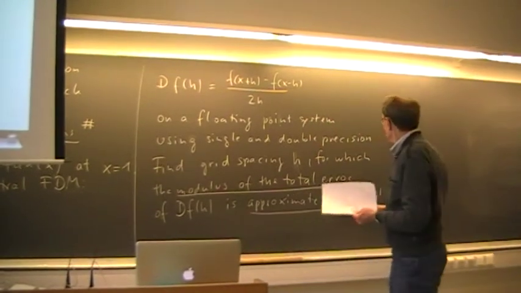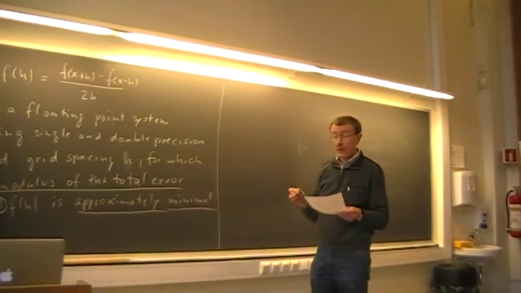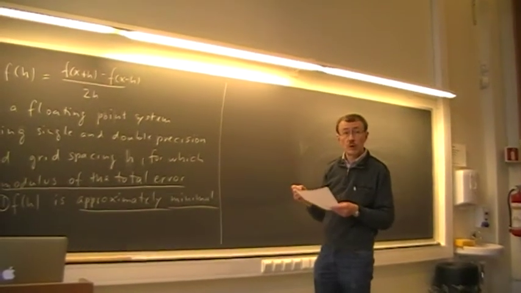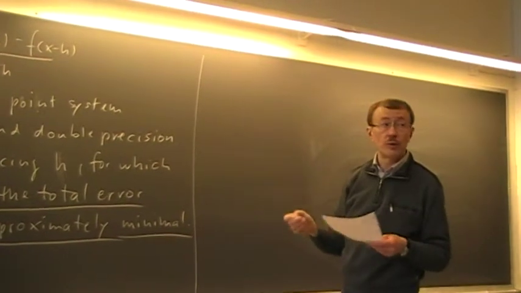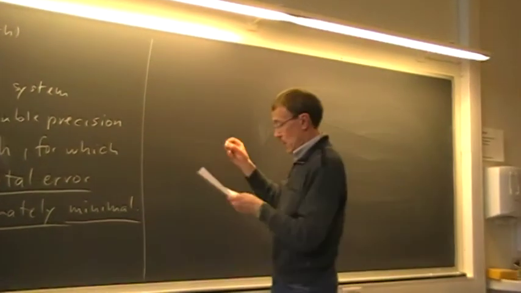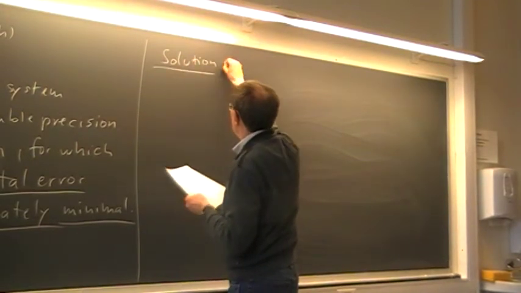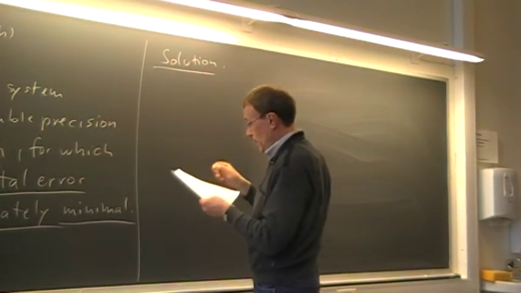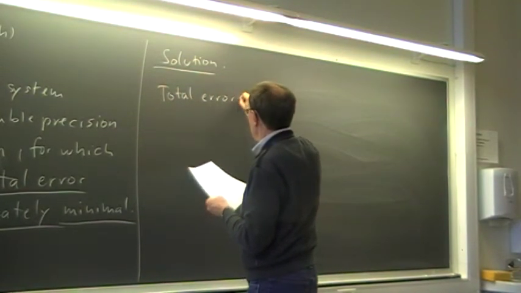So how shall we do that? First we will set up the total error, and then we look at both the truncation and the rounding error, and look where this curve is minimum. So the solution to this exercise is the following. First we look at the total error.